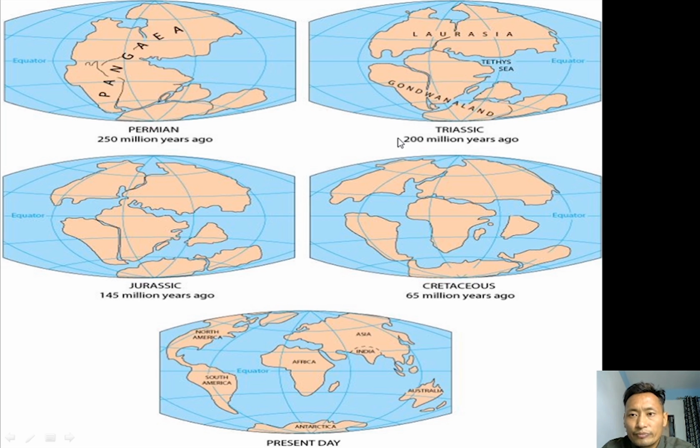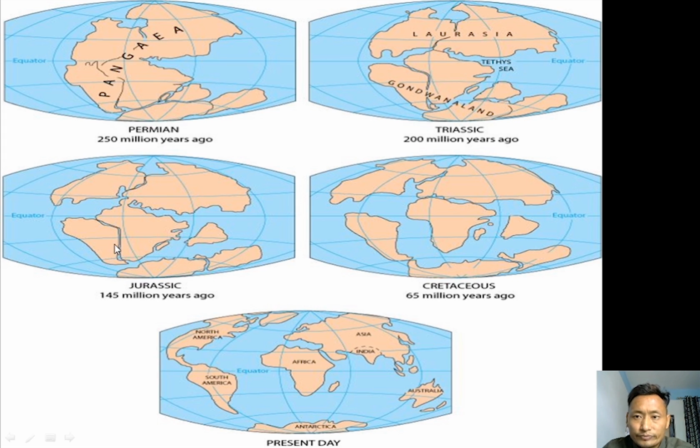After that, Pangaea, the supercontinent, started disintegrating into two big landmasses. They are Laurasia and Gondwana land. In between these two landmasses, we have a narrow sea. That sea is called Tethys Sea. Laurasia includes Asia, Europe, and North America. Gondwana land includes Africa, South America, Antarctica, Australia, and India, the Indian Peninsula.